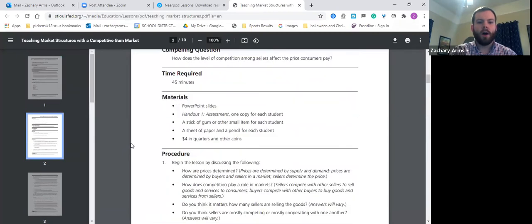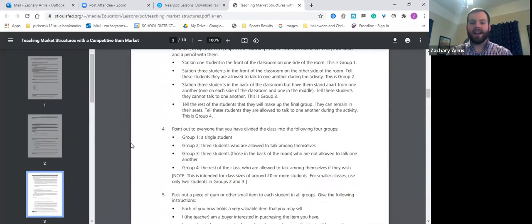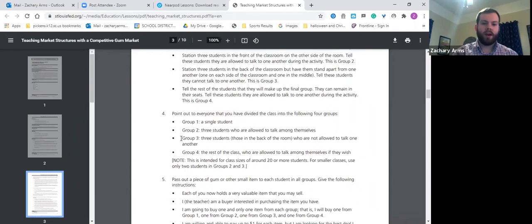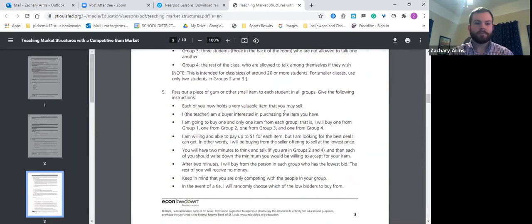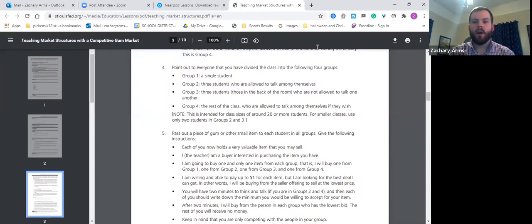Basically, you are dividing certain students up into your class based off of a market structure. So group 1 is a single student. Group 2 are 3 students who are allowed to talk amongst themselves. Group 3 are 3 students who are not allowed to talk to one another. It even says, kind of talking about psychology, if you don't have a seating chart, those in the back of the room. So if you have students who try to stay out of the limelight, you can pick those. Group 4, the rest of the class who are allowed to talk amongst themselves if they wish. So now we've divided them up.